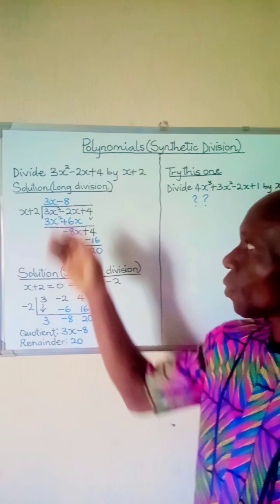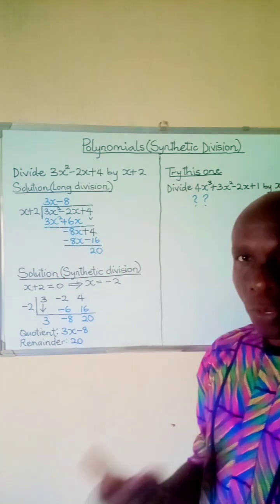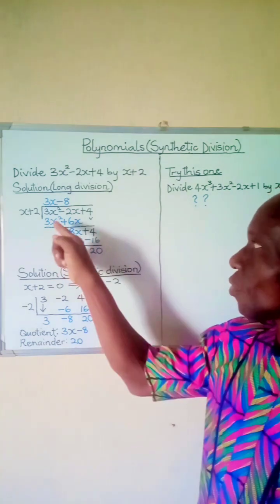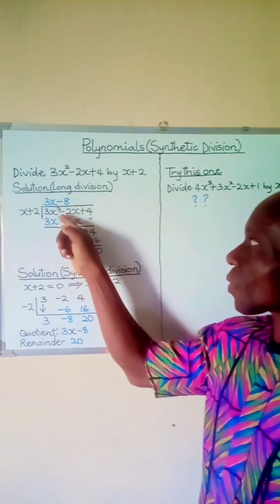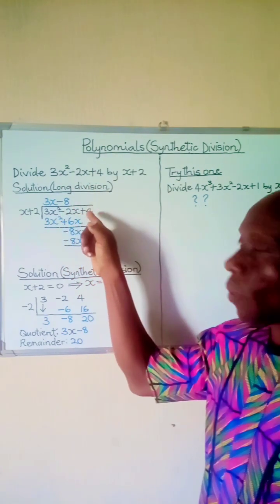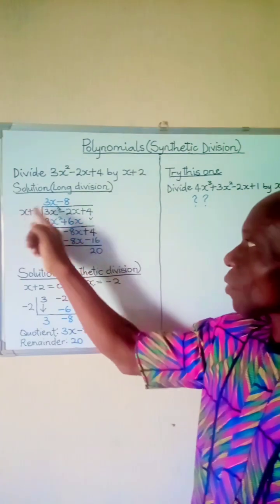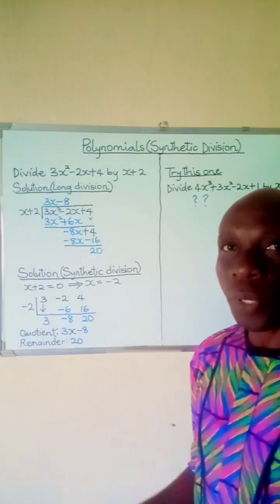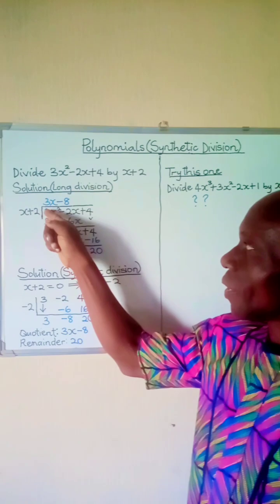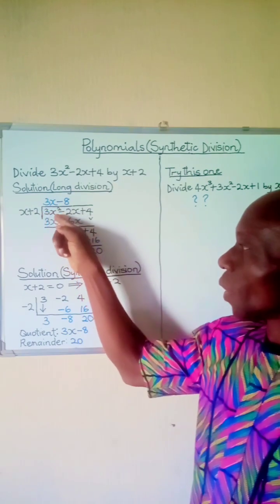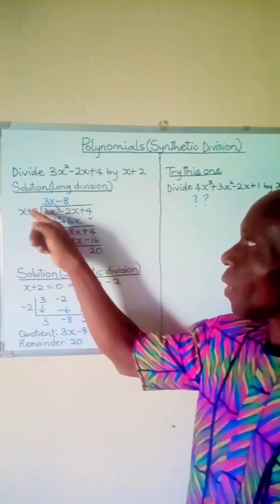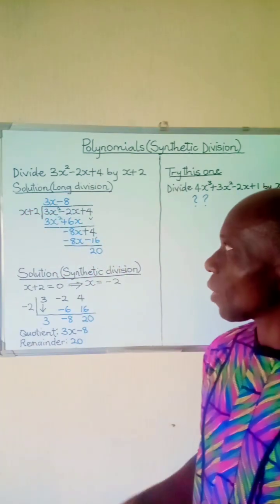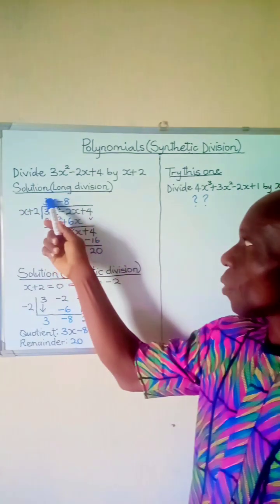We are expected to divide that. So first we would use a method of long division, which most of us are familiar with. We draw a symbol and then we bring in the dividend, in this case 3x squared minus 2x plus 4, and then the divisor is outside, x plus 2. So how do we do it? The first and leading term of the dividend here is 3x squared. The leading term of the divisor is x. So 3x squared divided by x, and that will give you 3x. So the 3x, we write it up here.